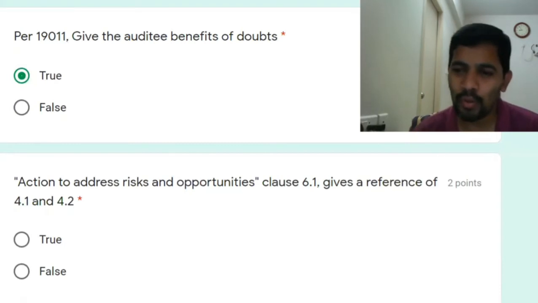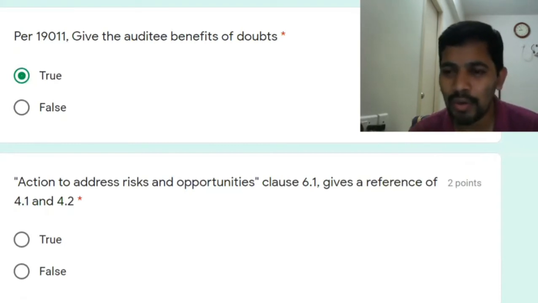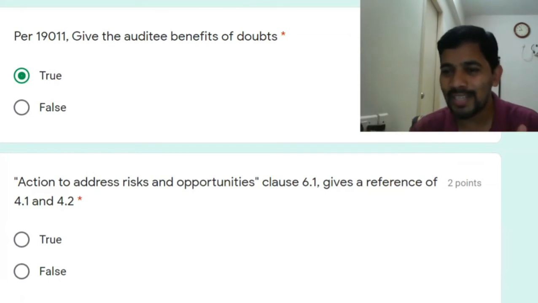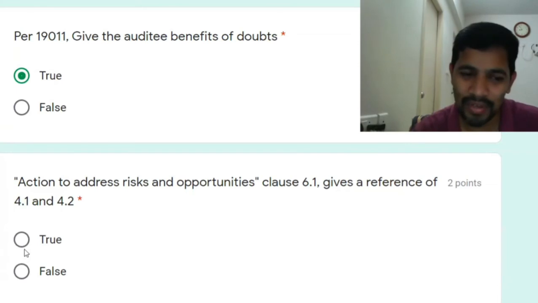Let's talk about 4.2. You all know 4.2 basically talks about interested parties. So that means any action to address risk and opportunity. They have given that we need to find out the internal issues, what are the issues we're going to have and how we can eradicate or mitigate those issues, external issues, and then you have something called interested parties. So this is the right one.